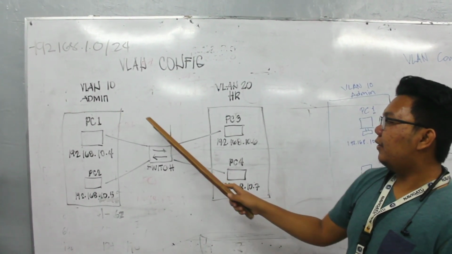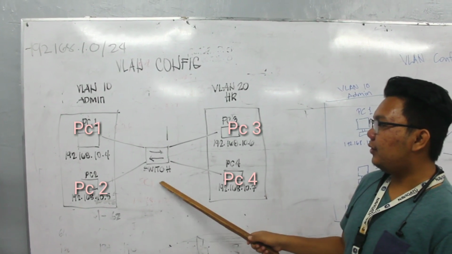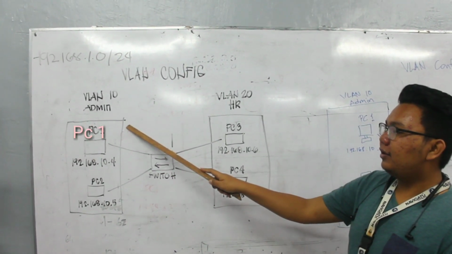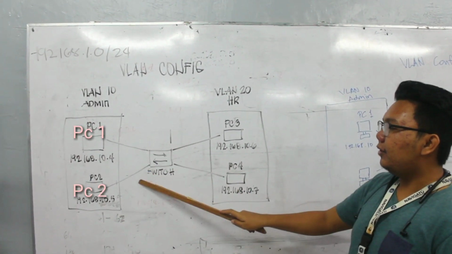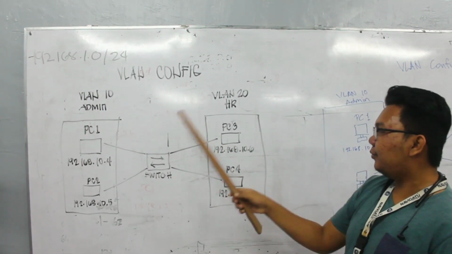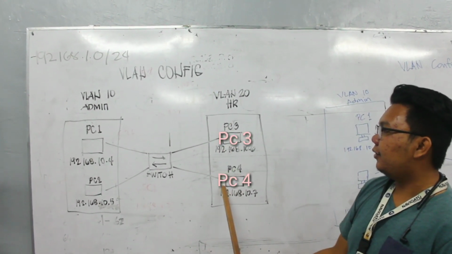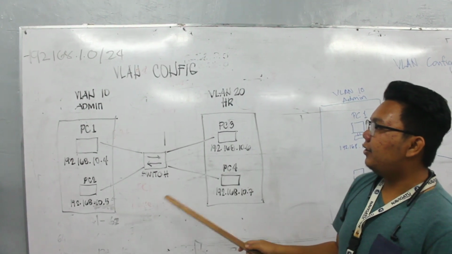For example, we have 4 PCs connected to the same switch. What if PC1 only wants to send frames to PC2 and not broadcast it to PC3 and PC4? Well, we can achieve this by using VLAN.